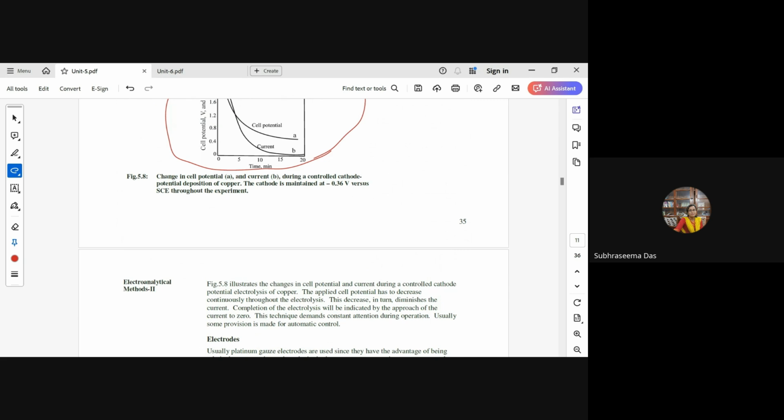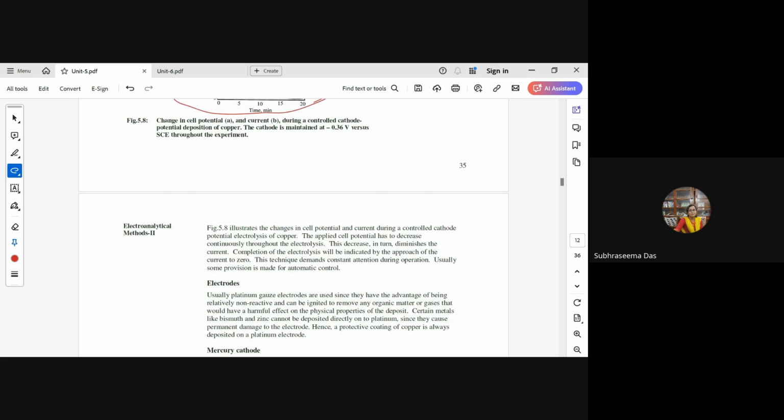The applied cell potential has to decrease continuously throughout the electrolysis, which makes the current almost equal to zero. So after the completion of the electrolysis, the current will approach zero. This indicates that the electrolysis is complete.